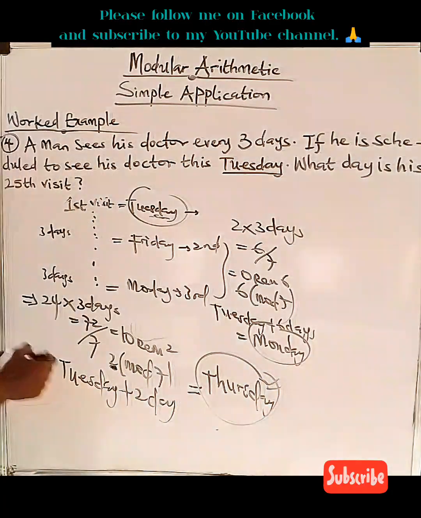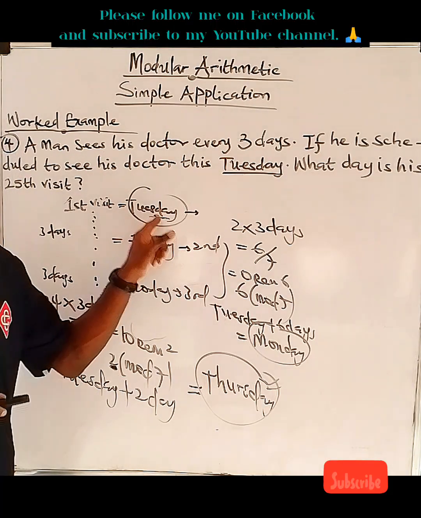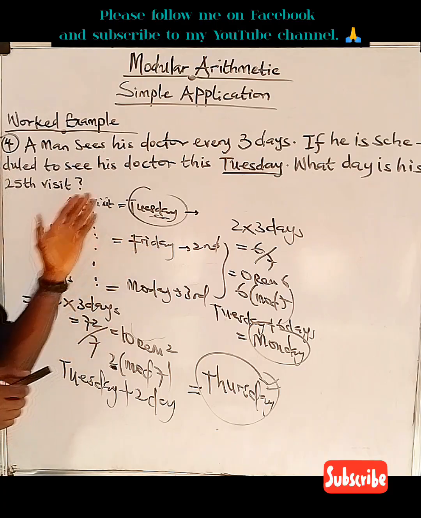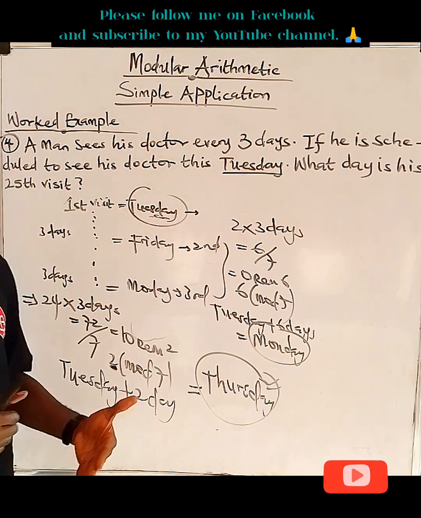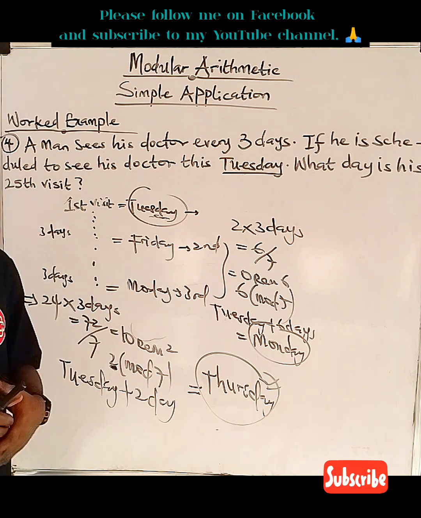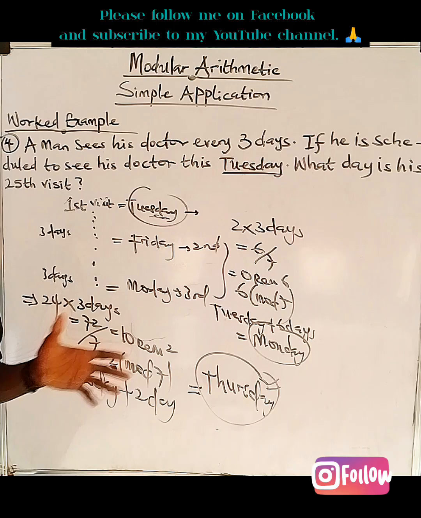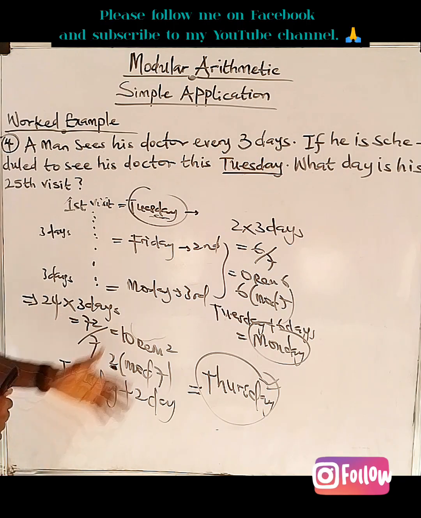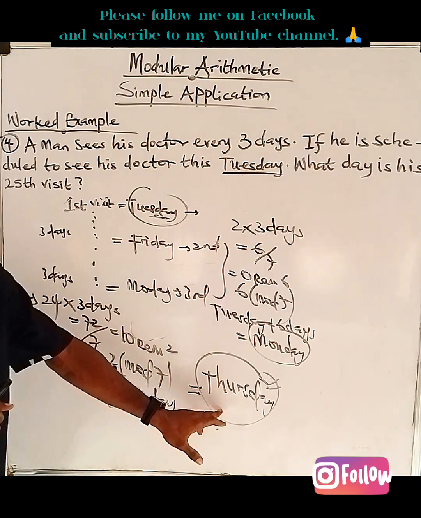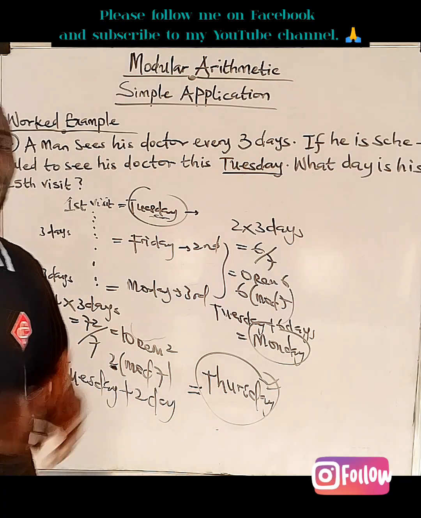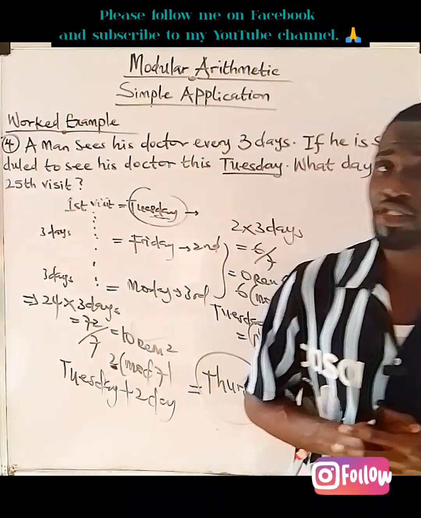As simple as ABC. Don't forget, it's very important that you remove Tuesday from the number of visits, because Tuesday is the first visit. Once you remove Tuesday, we have 24 visits left. With a 3-day interval, you end up with 72 days altogether. Modulo 7 is the mode of operation for days, weeks, and so on. We end up having 10 remainder 2, added to the Tuesday, we have Thursday. As simple as that. So we're done with all the worked examples on simple applications of modular arithmetic.